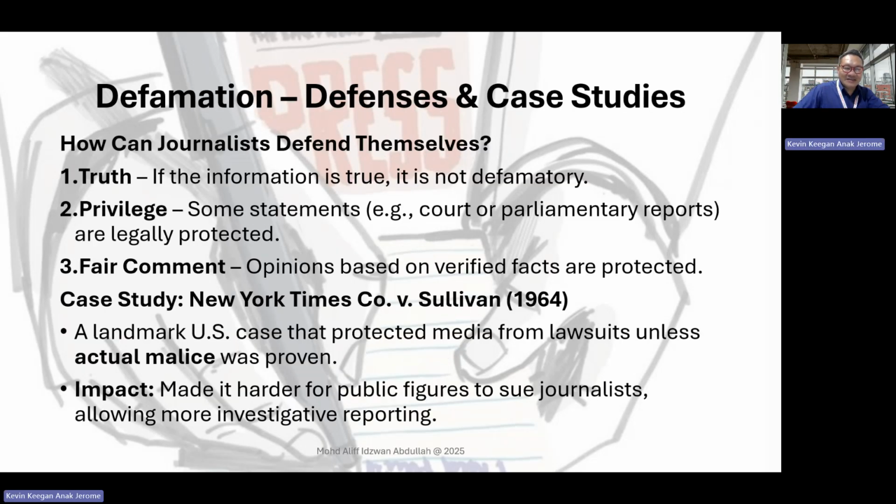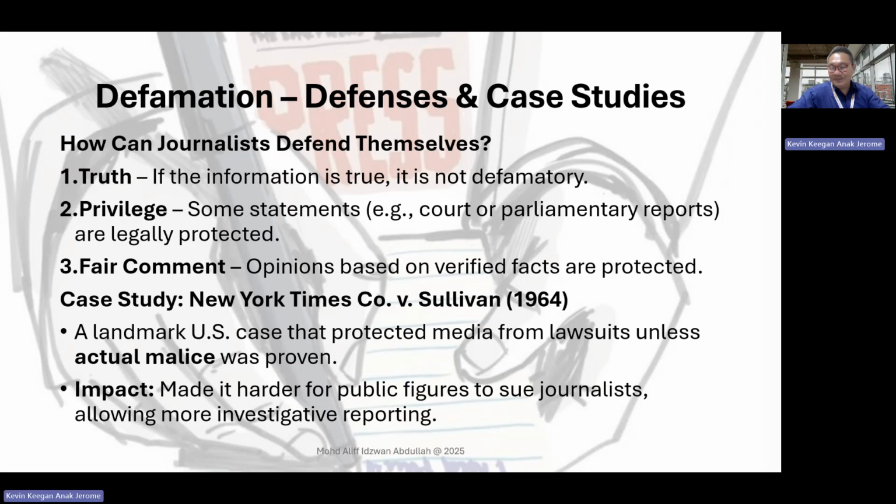Defamation, defense and case study. How can journalists defend themselves? Truth. If it is true, it's not defamatory. Privileges. Some statements, for example, court or parliament reports, are legally protected.